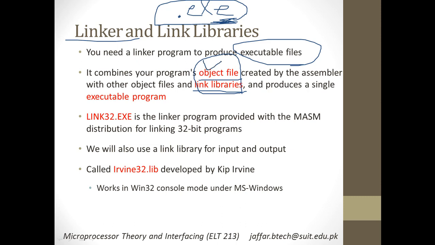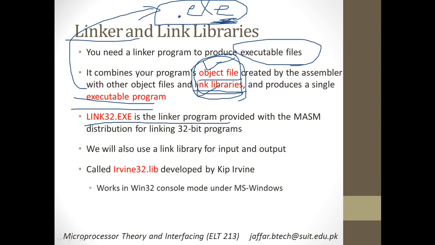The object file alone is not sufficient, and if you mix them using a linker, you produce an executable program, and that program is there to run on your device. You see that link32.exe is the linker program provided with the MASM distribution for linking 32-bit programs. You will also use a link library for input and output.